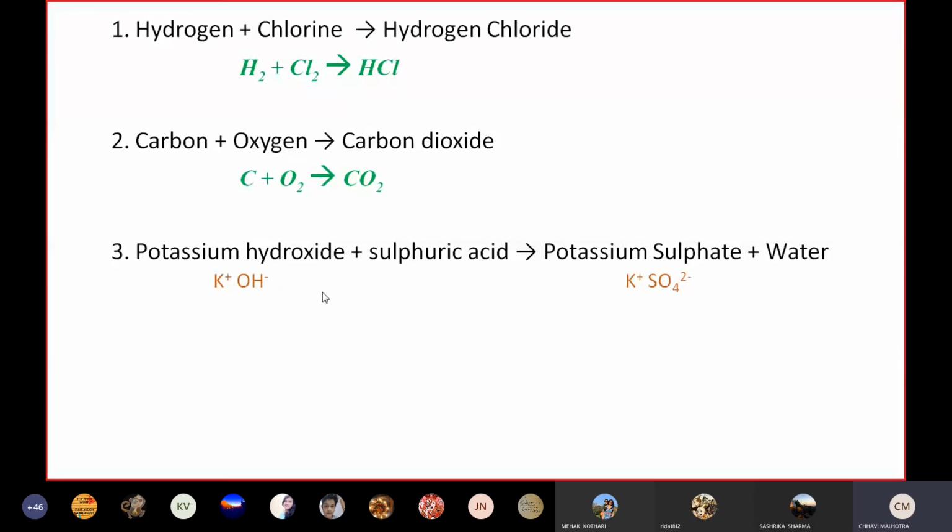Sulfuric acid, I know, is H2SO4. Potassium sulfate means potassium ion and sulfate ion. Potassium ion is K plus, sulfate ion is SO4 2 minus. Water is H2O, I know. So simply orally crisscross. It will become K2SO4. So what will be the equation? KOH, after crisscrossing, both are 1. I will get KOH plus sulfuric acid H2SO4 gives us K2SO4 plus water.